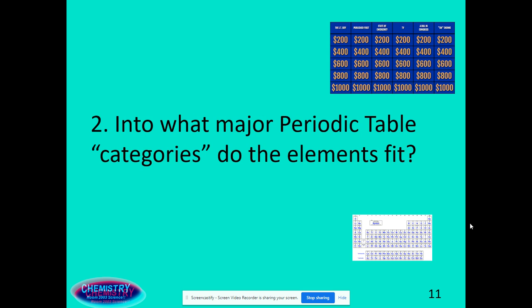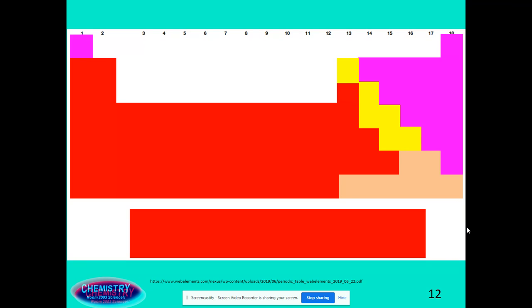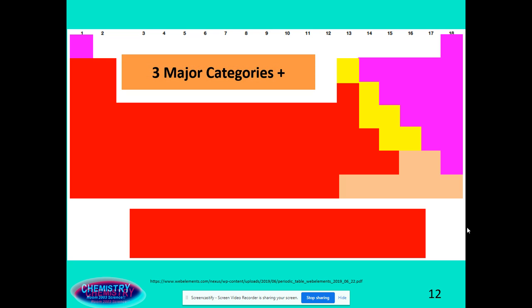So that's it for periods and groups in the coordinate system. Question number 2. Into what major periodic table categories do the elements fit? Well, in terms of these categories, we're talking about these major collections of elements that we can lump the elements into based on their physical and chemical property similarities. And so there are what I call three major categories plus.